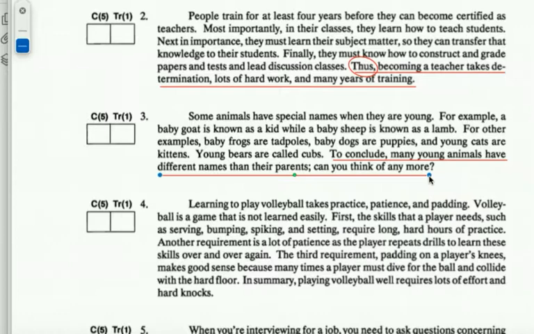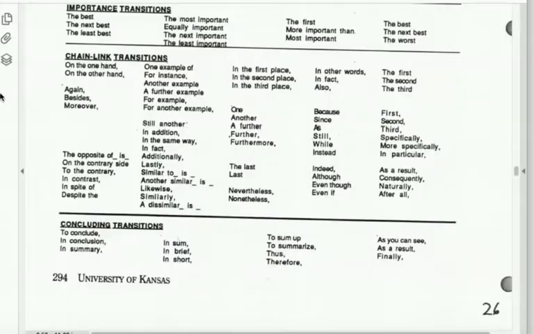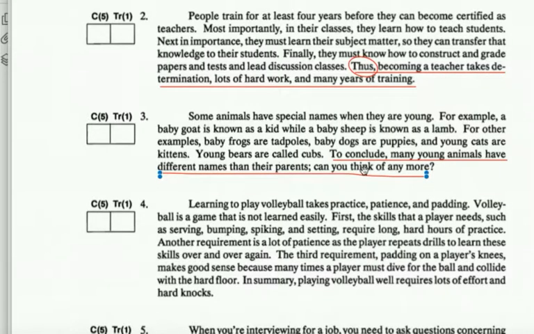And I need to verify if I can recognize the concluding transition. So if I go back to my chart, here I have my concluding transitions. I need to find the transition that I used. So as you can see, here is as a result, finally, and whatnot. So if I go back, to conclude is right here. So I'm going to go ahead and circle that.